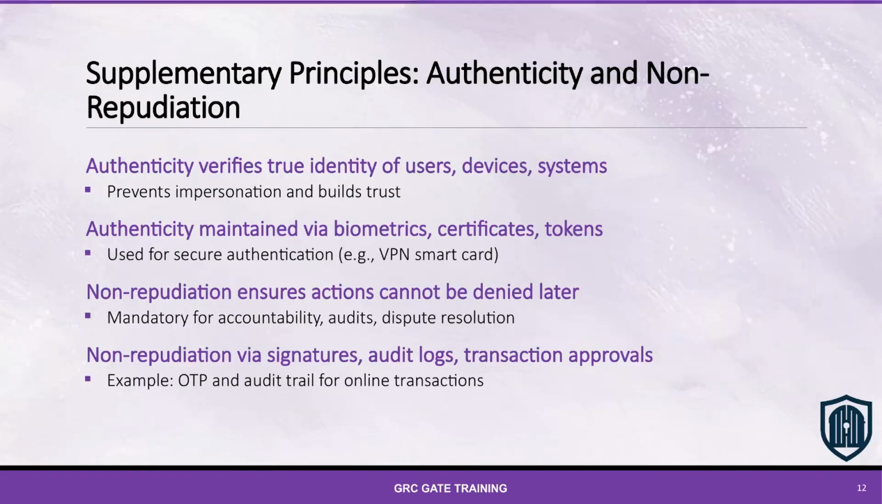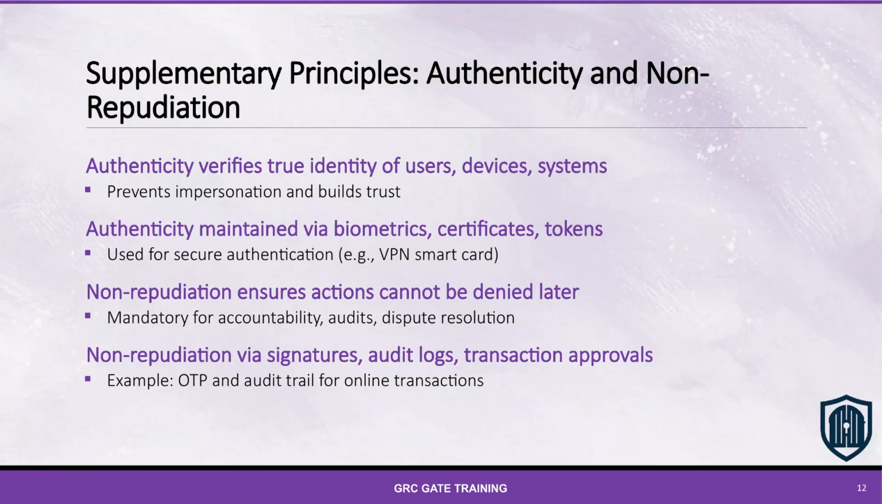integrity, and availability. In addition to the three pillars of the CIA Triad, two supplementary principles enhance the overall security objective: authenticity and non-repudiation. Authenticity ensures that users, devices, or systems are genuinely who or what they claim to be. This is crucial for preventing impersonation attacks and establishing trust between entities.